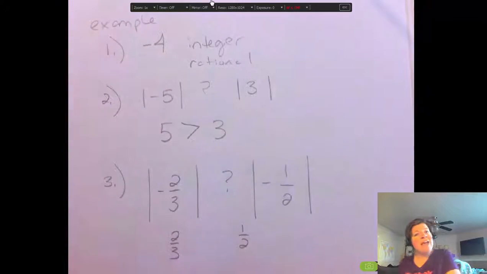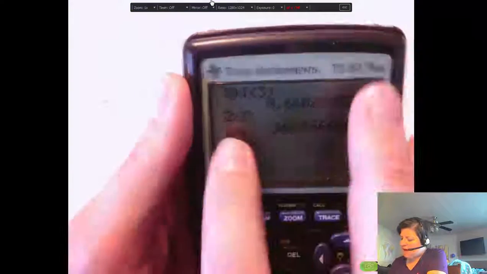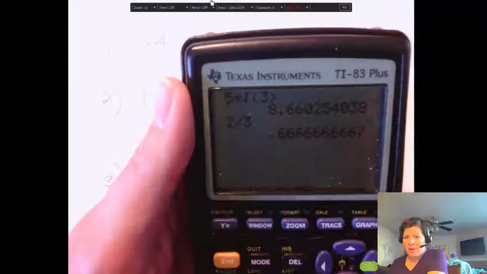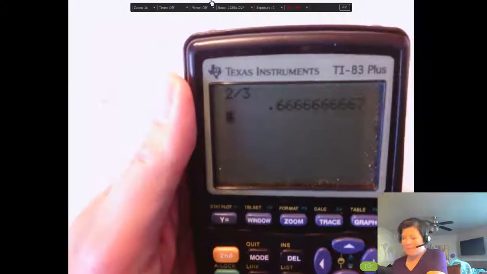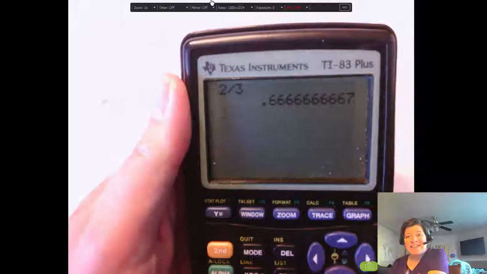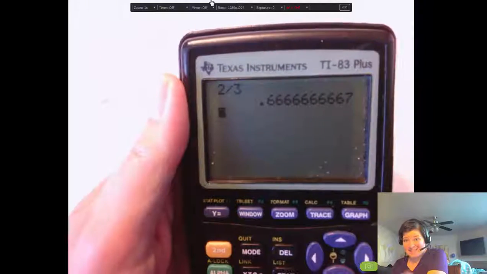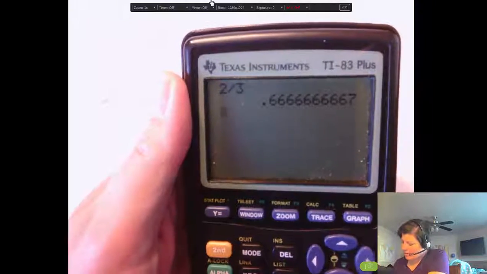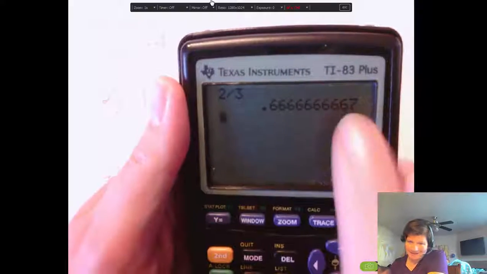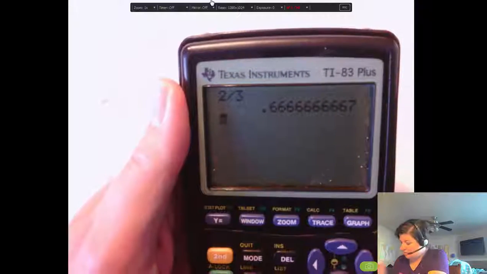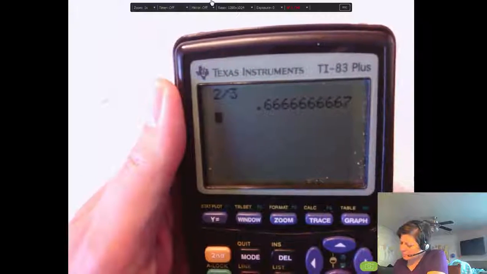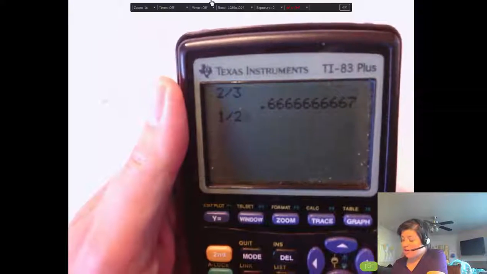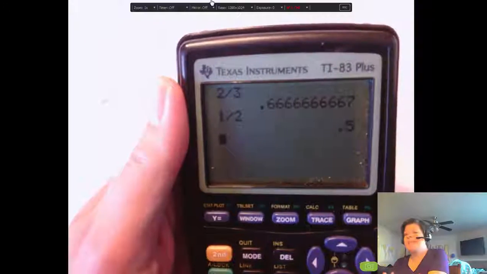Well, I can use my calculator and I can divide the top number by the bottom number. Oops, I should just do 2 divided by 3. I had another problem on there. So I can see that it's 0.66666 repeating forever. And this just rounds at the end. It doesn't really stop. That's actually a rational number. And 1 divided by 2, we should already know, is 0.5. So then we can compare those.